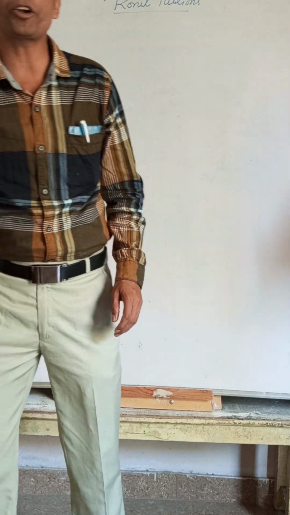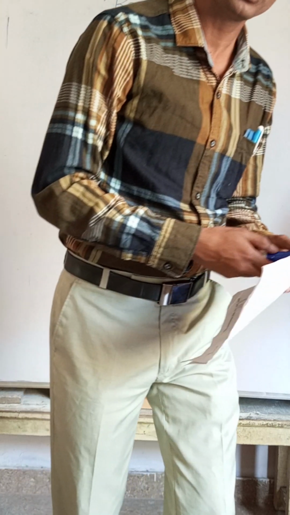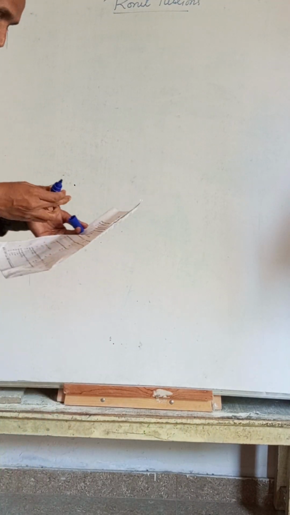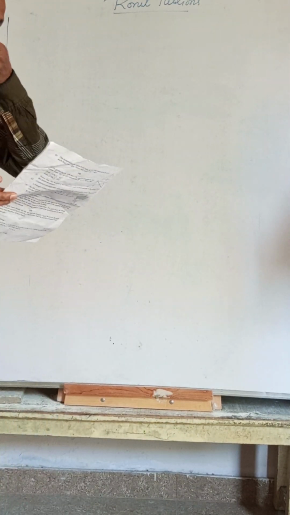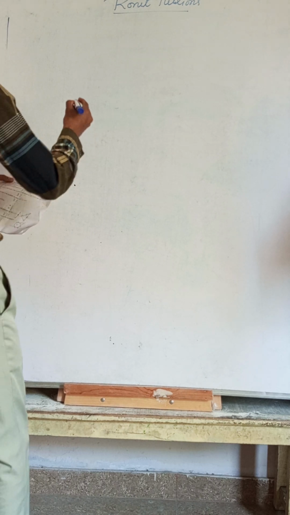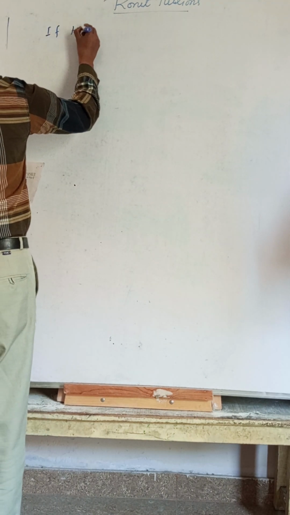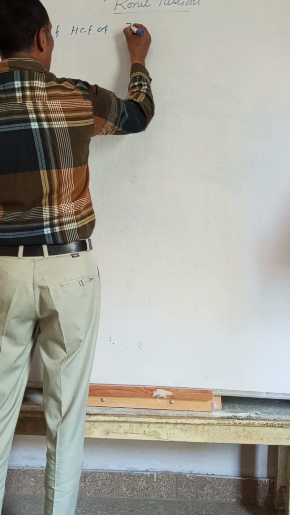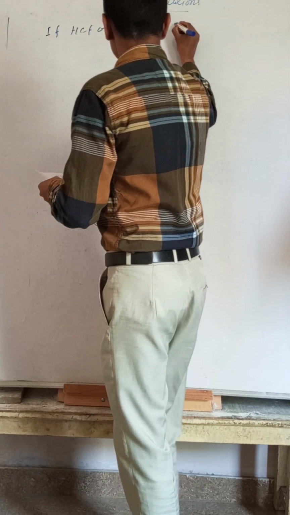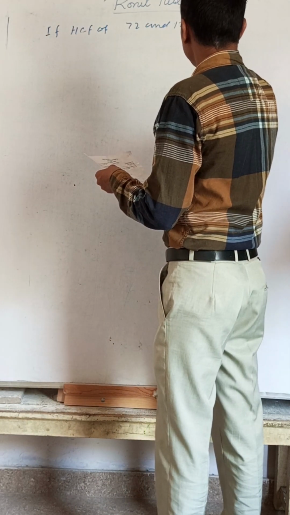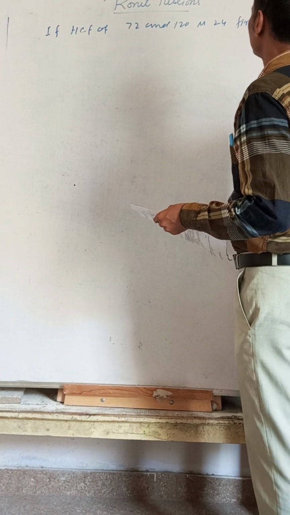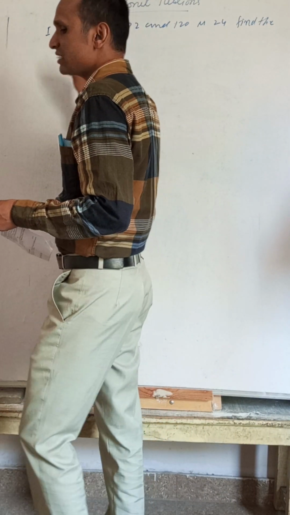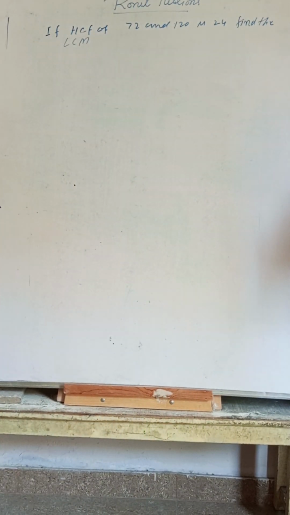Today we are taking some important questions from the NCERT textbook, Mathematics, 10th standard. In that, the first one is: if the HCF of the given numbers 72 and 120 is 24, then find the LCM.